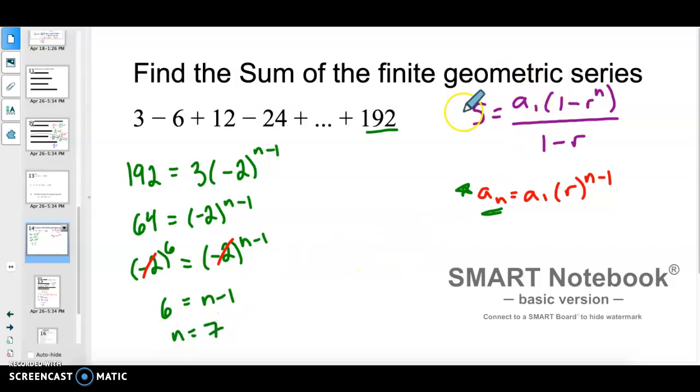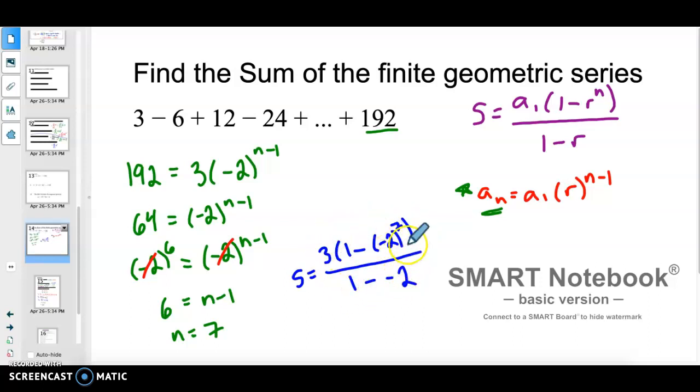So now I have all the information I need to use this. So I can plug it in. I'd have 3 times 1 minus r, which is -2 to the 7th power. Make sure you're only raising that -2 to the 7th power, over 1 minus r, which is -2.